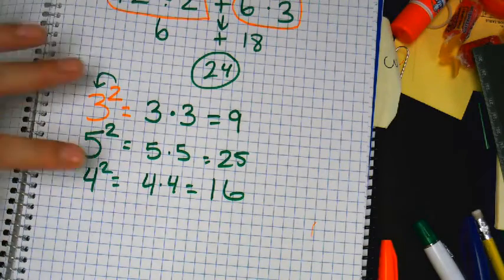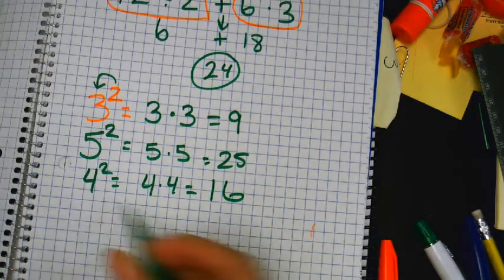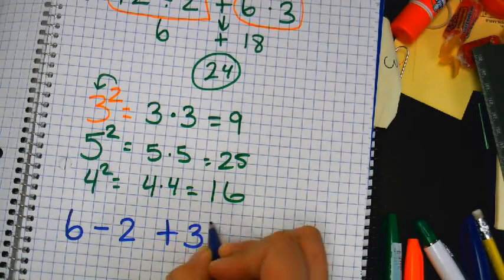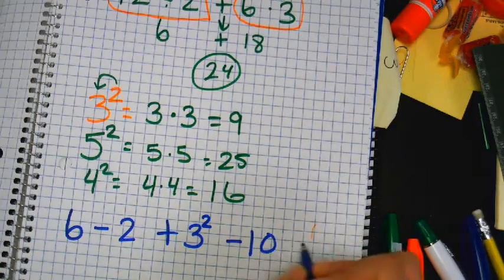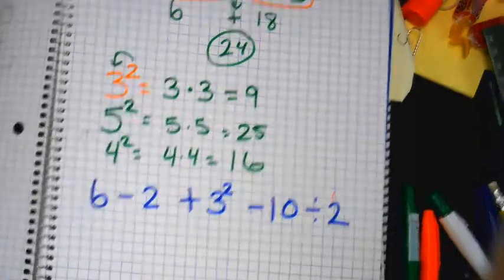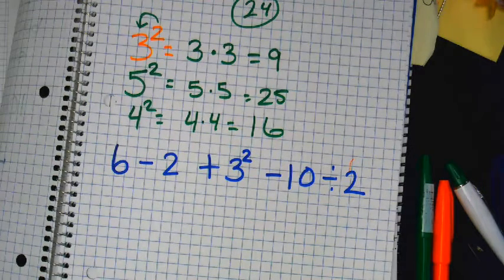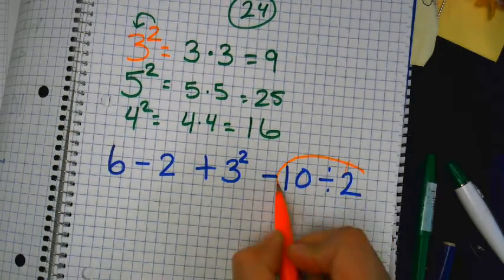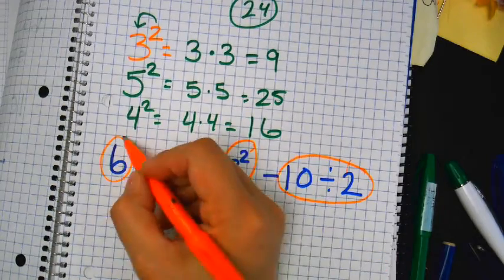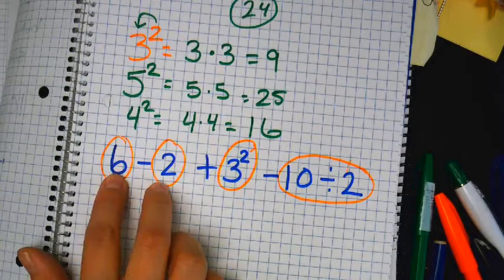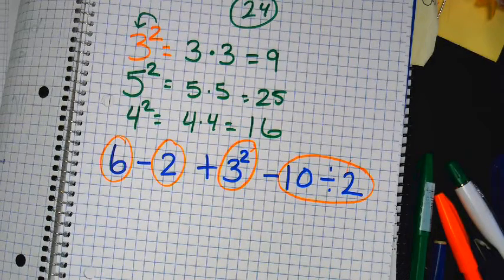All right, so that was a side note. Why? Because I need it for this problem. 6 minus 2 plus 3 squared minus 10 divided by 2. All right, what are we going to circle? 3 squared. To the power of 2. The 6 and the 2, you know, we can't do anything with them right now. They kind of just hang out for a second.